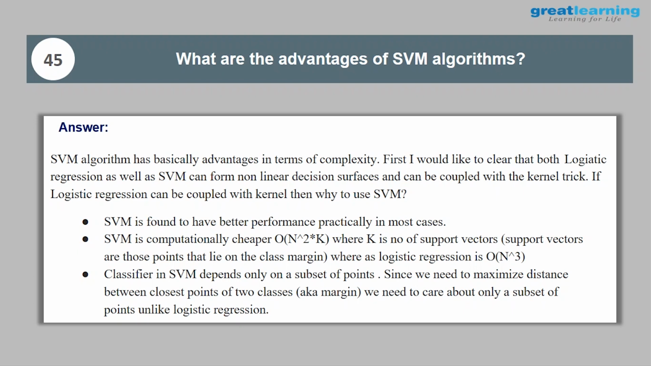So the classification of SVM depends only on a subset of points. Since we need to maximize the distance between the closest points of two classes, that is, the margin, we need to care about only a subset of points, unlike logistic regression.